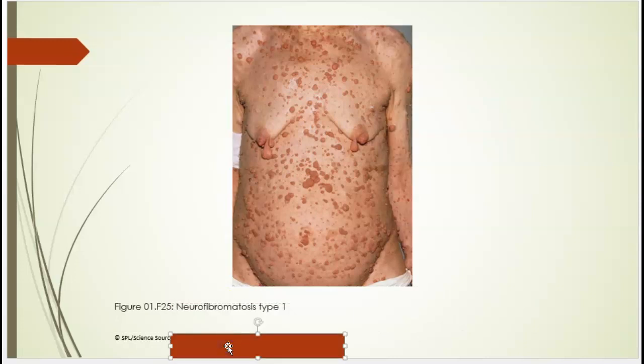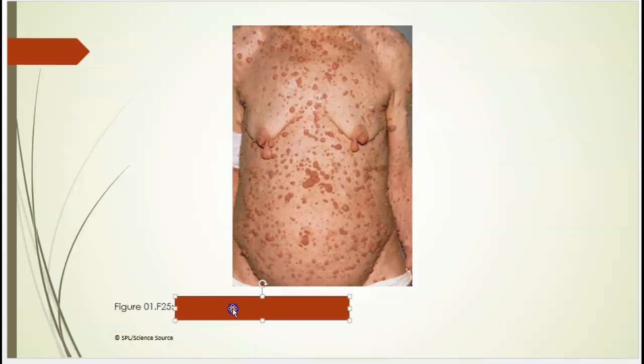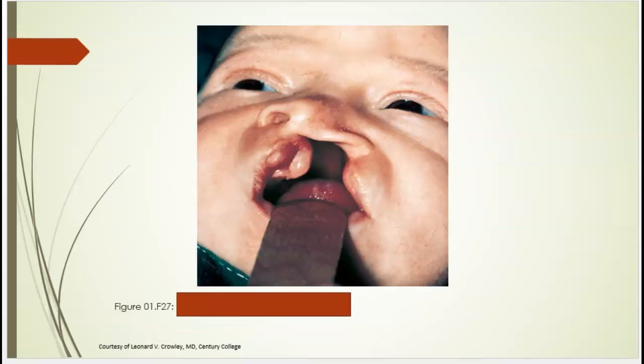Neurofibromatosis type 1. So you've got those cafe au lait spots, you've got some of those subcutaneous tumors starting to present with this patient. Okay, so that one was much easier. And this one's very easy.